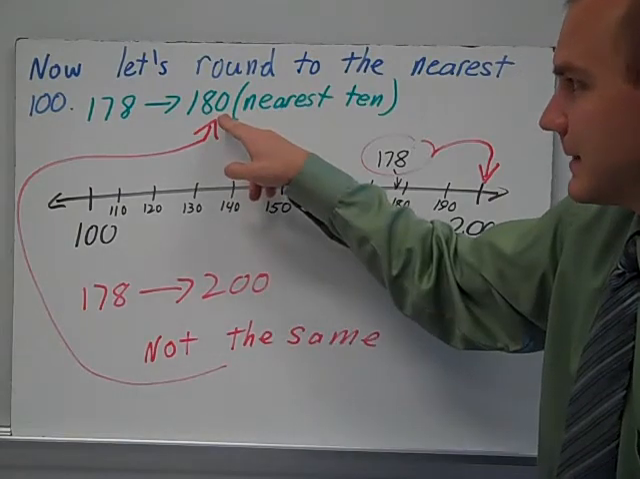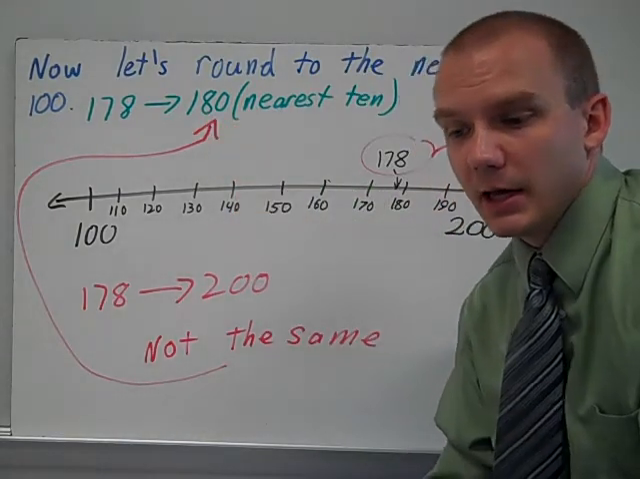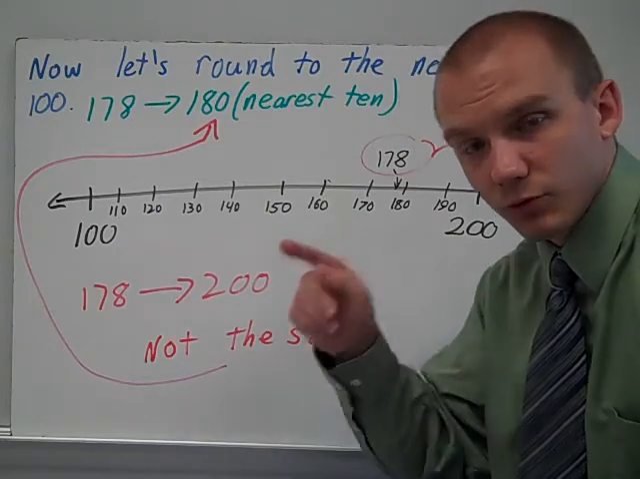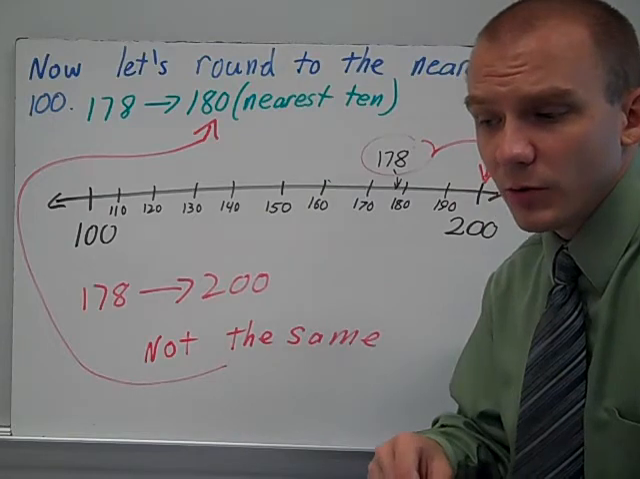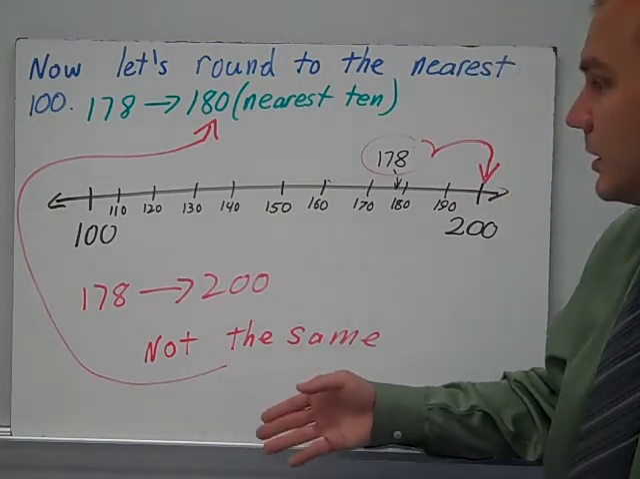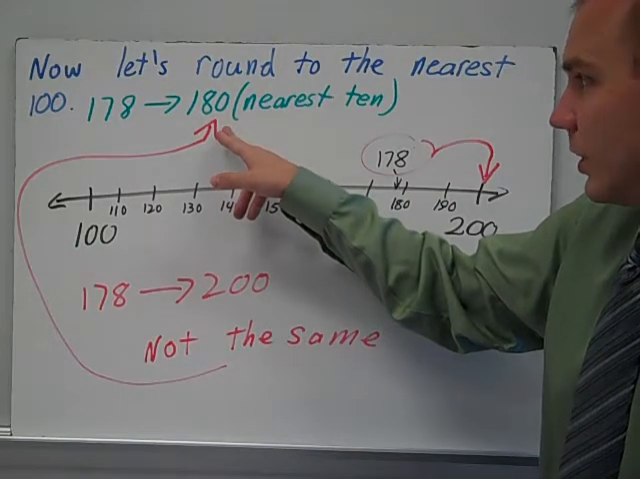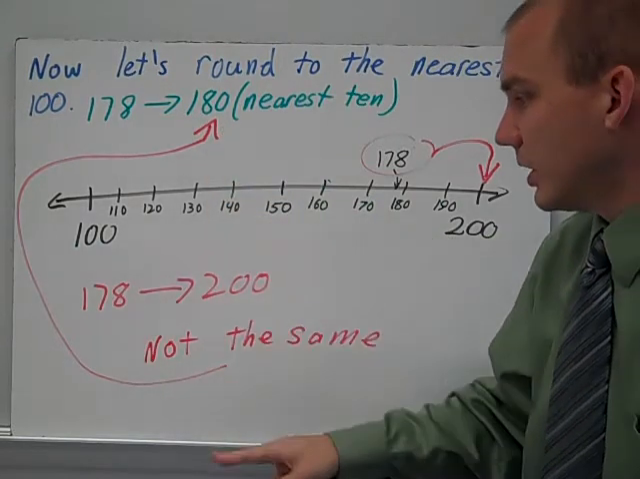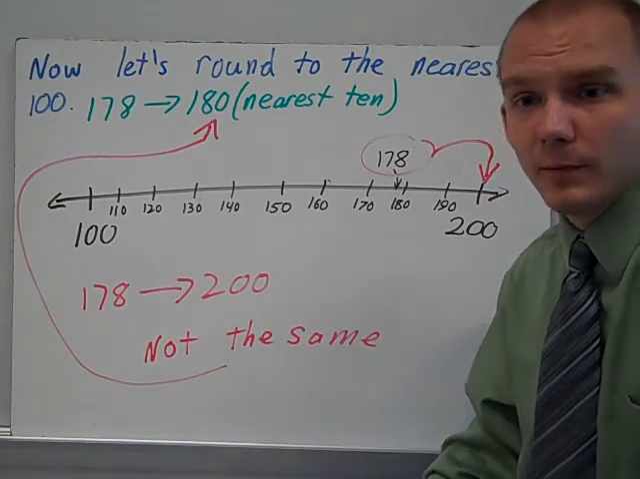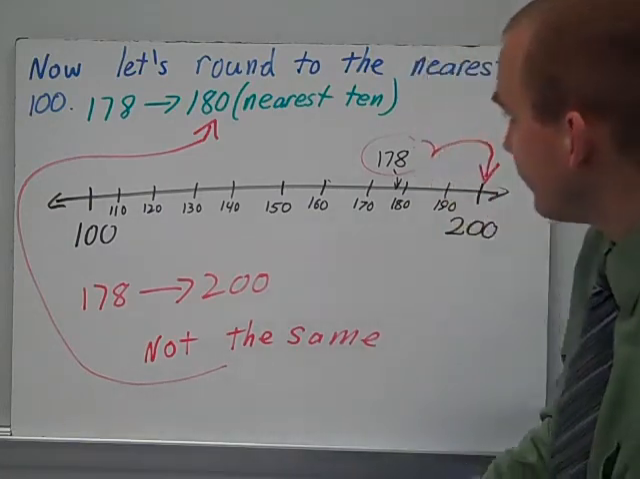Note that that's not the same as when I round to the nearest 10. And sometimes it just depends on the problem. You'll either be specifically asked to round to the nearest 10 or 100, or you have to make your judgment based on the circumstance. What's more appropriate? Do I need a closer answer with the 180, or can I round to the nearest 100 to get up to 200? And that's going to depend on the problem that you'll encounter later on.